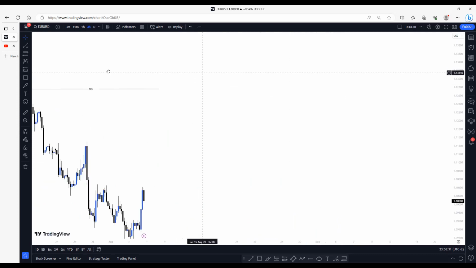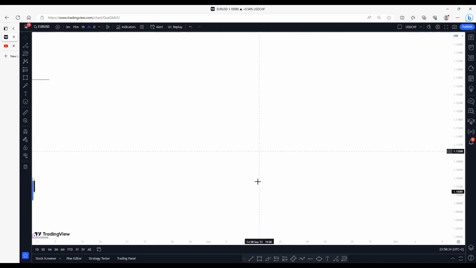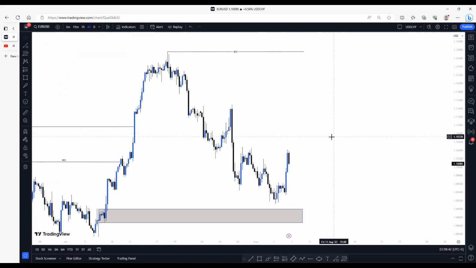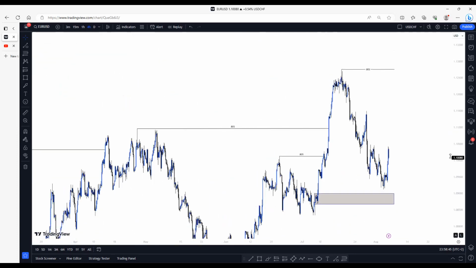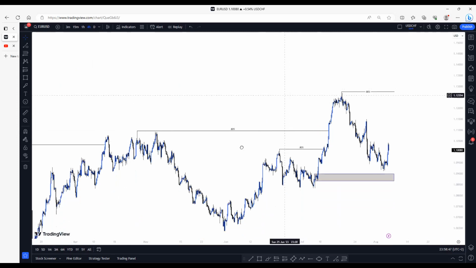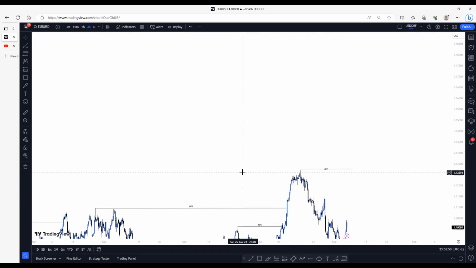Then that also comes to understanding internal structure and external structure. Most people can't differentiate that. You should know which structure you are in now. Is it internal or external? Then you know that, okay, this is my higher time frame and this is my lower time frame. Because if you don't know those, you'll just be jumping in between time frames, always looking for what you're looking for. You'll be forcing things.